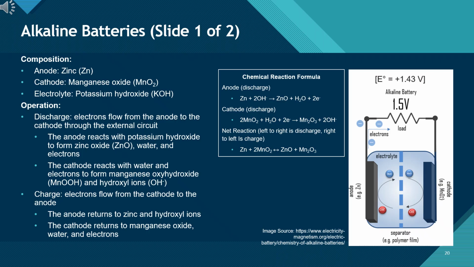During discharge, electrons move from zinc to manganese dioxide through the external circuit, producing electricity that powers the device. The chemical equations shown on the slide outline these reactions, but you don't need to memorize them. Just remember that the anode forms zinc oxide while the cathode converts to a different manganese compound. The diagram on the right helps visualize the movement of electrons and ions inside the cell.